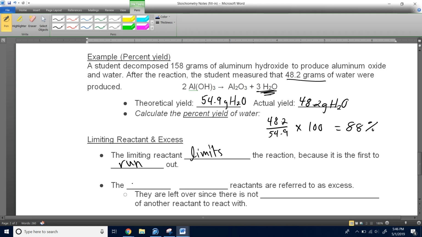Then the reactant that is left over is referred to as excess. That means that we have too much of it. And they are left over because there is not enough of the other reactant in order for it to react. So they are left over since there is not enough of another reactant to react with. Okay, so that is the limiting reactant and the excess reactant.